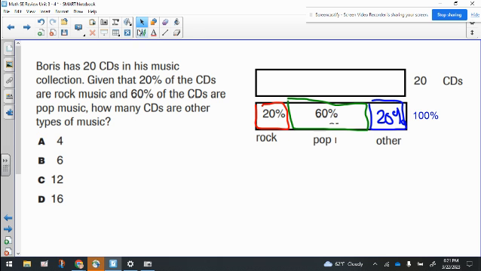Now we have to figure out, what are they asking for? Are they asking for the number of rock CDs? Are they asking for the number of pop CDs? Or are they asking for the other? Let's go back and reread the question and figure out what they're asking for. How many CDs are other types of music? So that's this piece right here that we don't know.